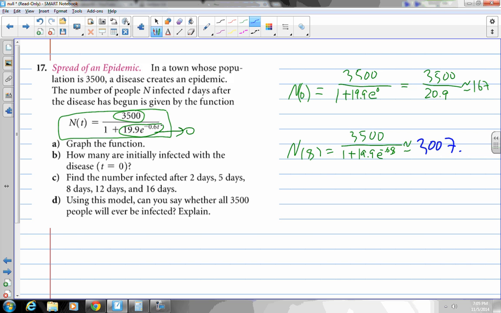Right. So if you're using the model, you're always going to be 1/1000th of a person away from the full infection. So yes, the model will suggest no, but realistically, again, that's just the model. It makes a prediction.